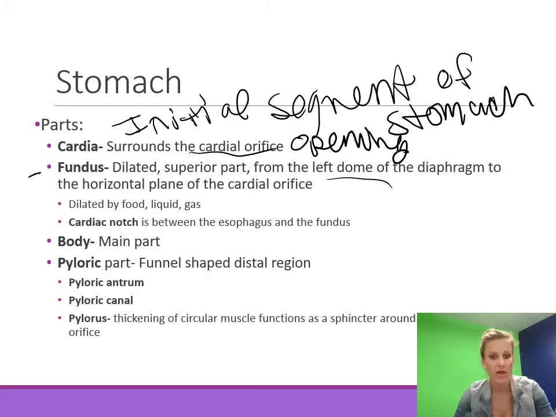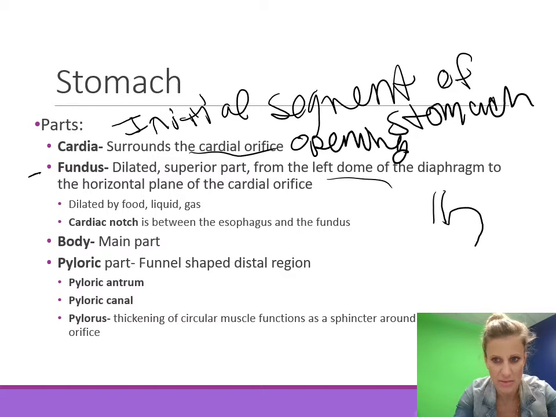The cardiac notch refers to the little indentation in the stomach that's present between the esophagus and the fundus. So if we look at the esophagus coming down and then the stomach kind of going like this.